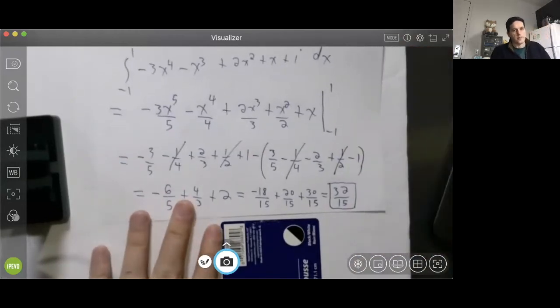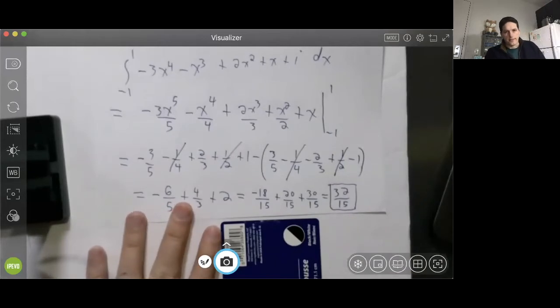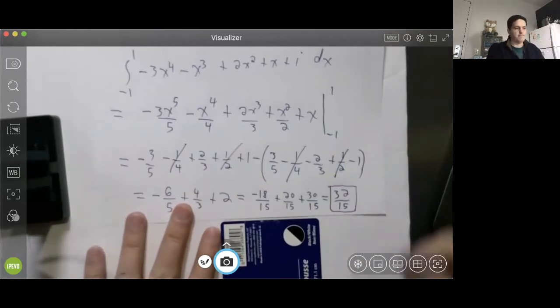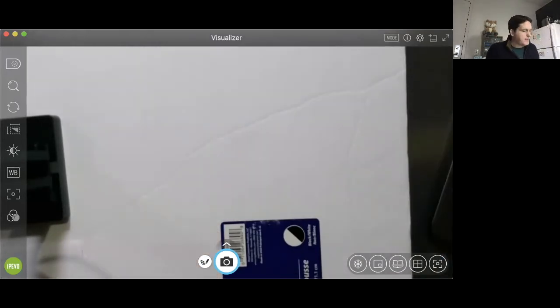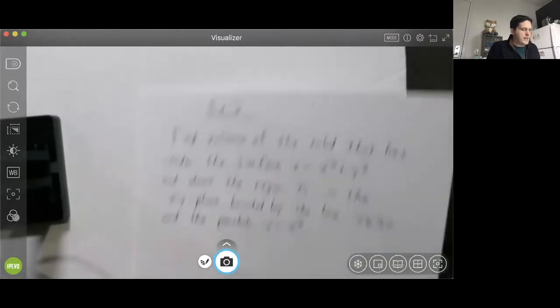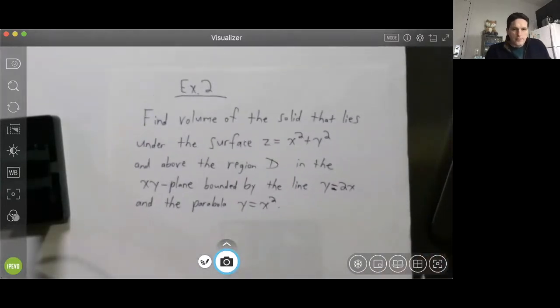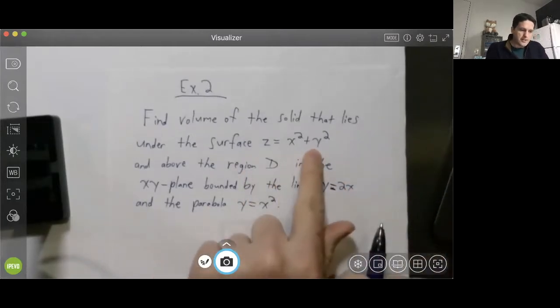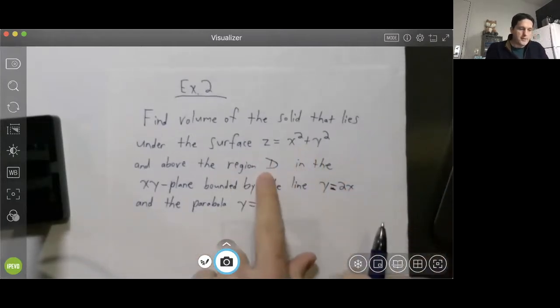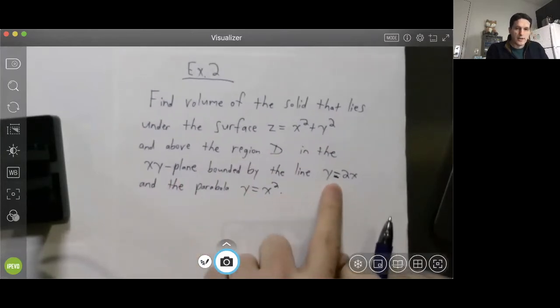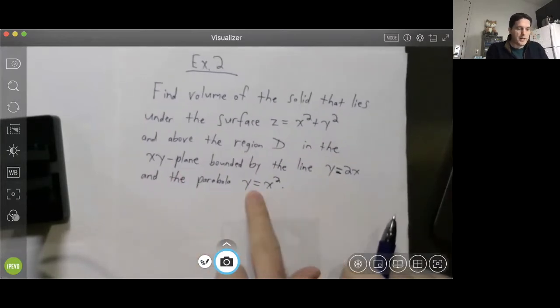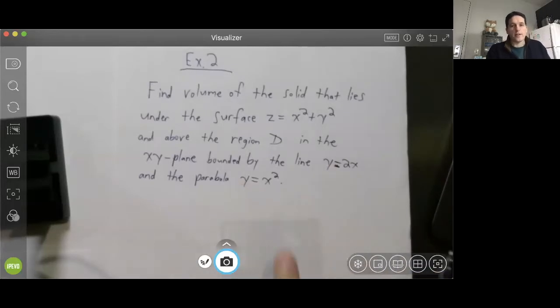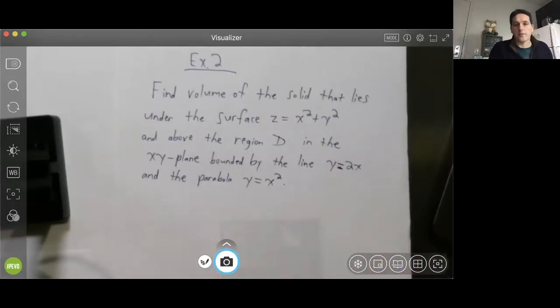Okay. So that's an example of integrating a function over a region of type 1. Now let's do another example. In this example, we want to find the volume of a solid that lies under the surface z = x² + y² and above the region D in the xy plane that's bounded by this line, y = 2x, and this parabola, y = x². So let's first draw a picture of the region D.